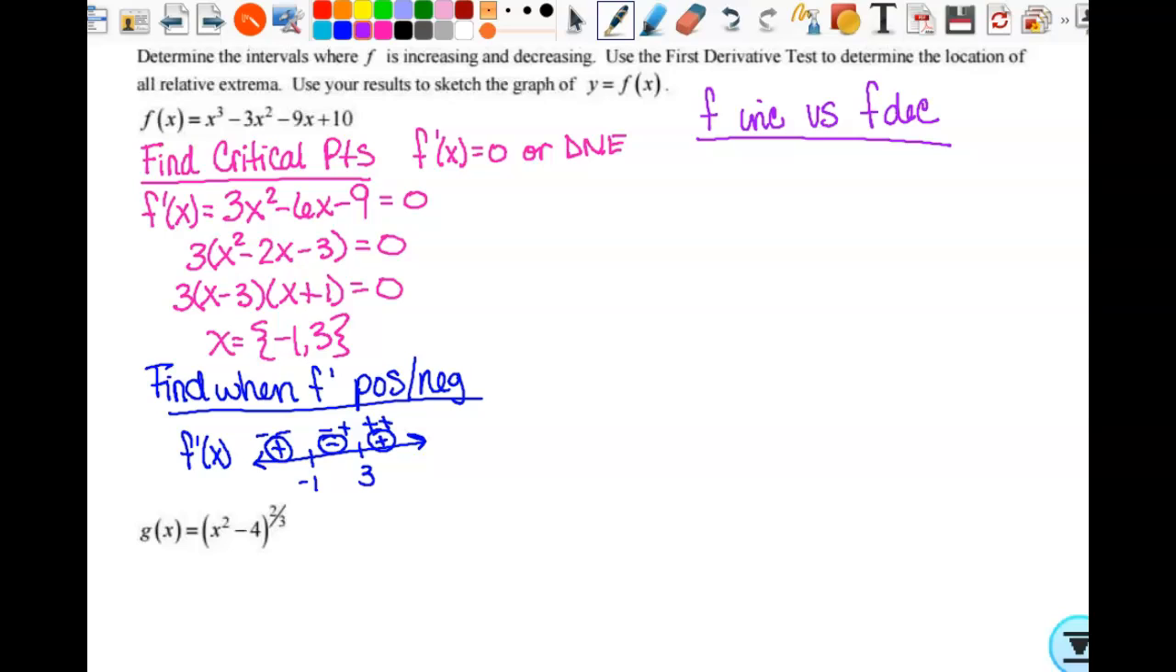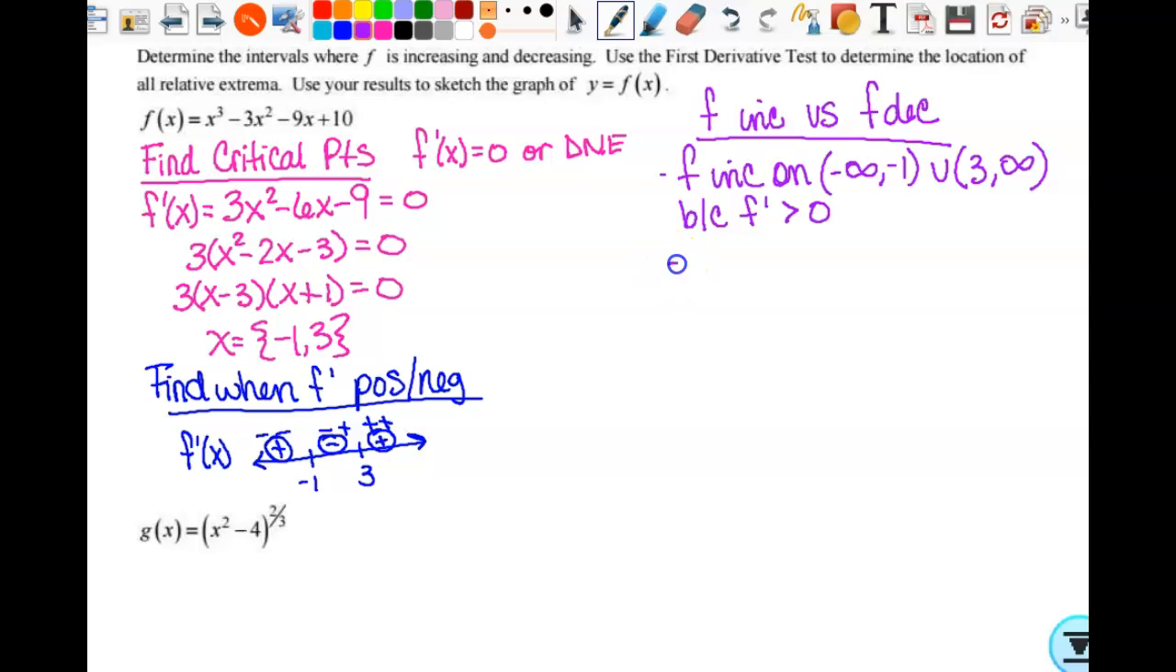So f prime is positive from -∞ to -1. So I can say f is increasing on -∞ to -1. Anywhere else? Yes, from 3 to infinity? Okay. Yeah, you have to union it because you have two pieces there. And why is this? f prime is positive. Or you could say f prime is greater than 0. f prime is positive is fine too. That's what I was actually going to write, but it's the same thing, right?